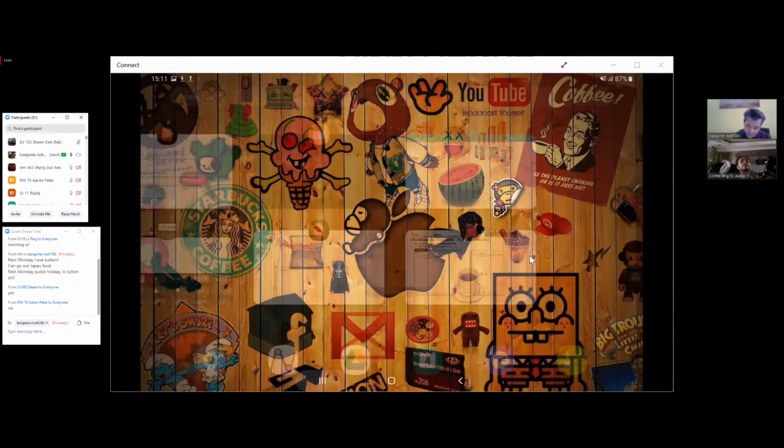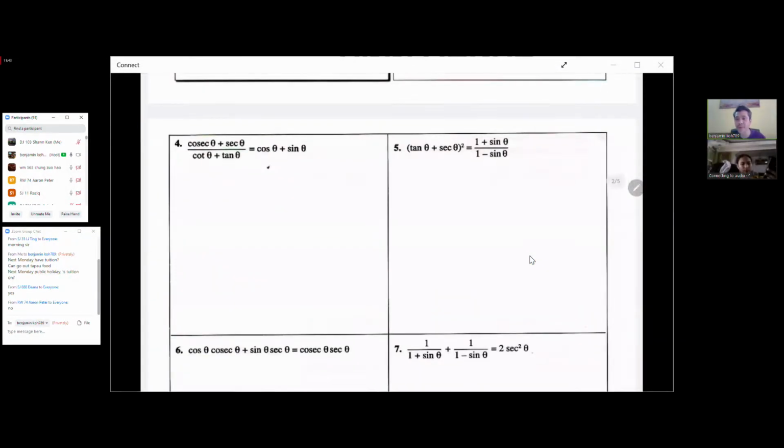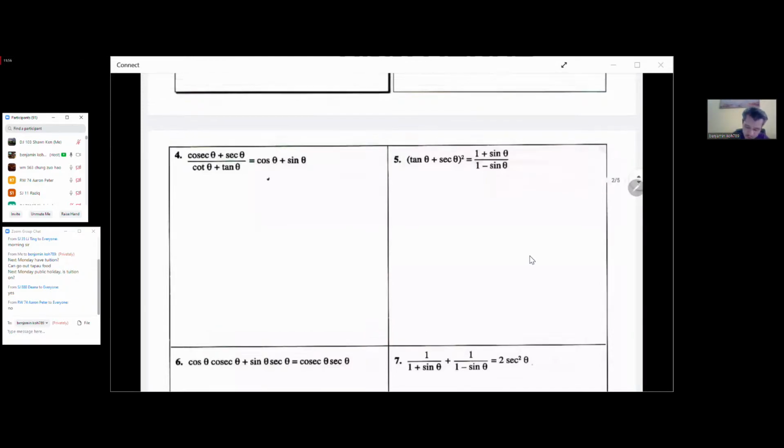Number five. Okay, so after this, I'm going to cover some more. I'm going to discuss with you all the double angle formula and also compound angle formula. The compound angle formula is not here, okay? But I will add on some questions since some of you dah habis.